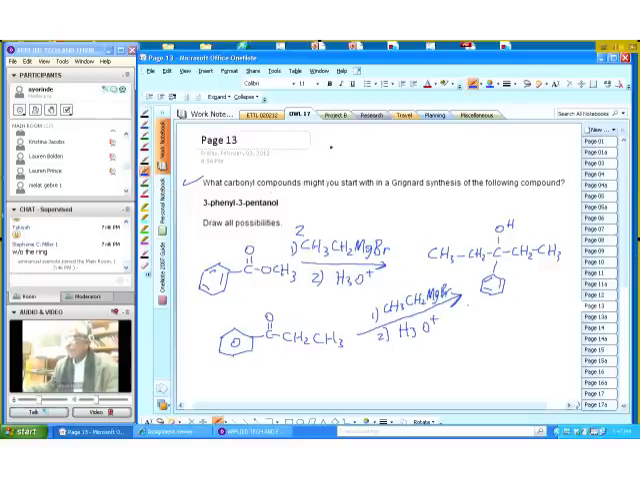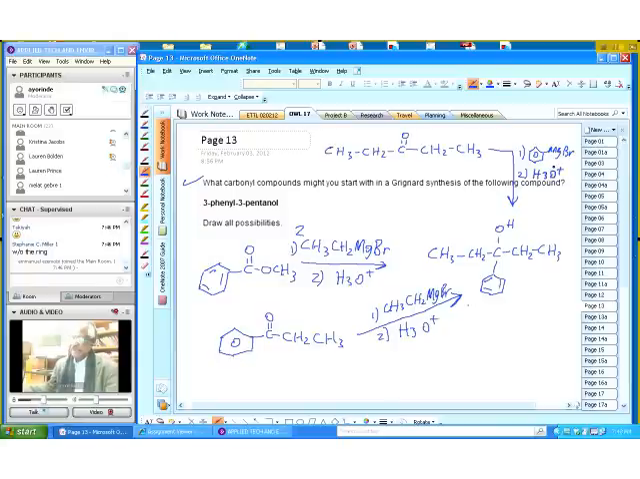So we have this part here, our ketone. We make the ketone a two-carbon ketone. And then we now add, step one, our Grignard reagent using phenyl magnesium bromide as the Grignard reagent. And then we follow that up with hydronium ion.